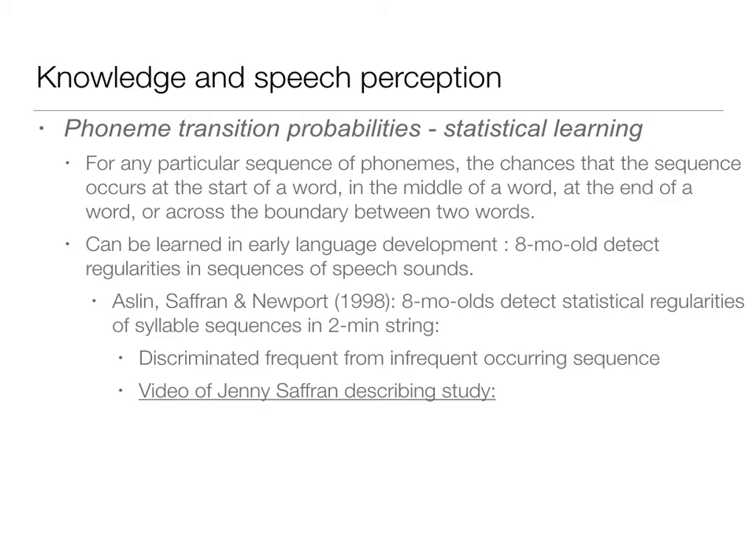But the idea is that for a particular sequence of phonemes, what are the chances that those phonemes go together? Or that they're going to happen at the beginning of words, the middle of words, or the end of words? If those phonemes never are together, then that gives information to the listener that, hey, I bet that's a word break. Saffran, Aslin, and Newport in 1998 were some of the first people to look at this. They found that 8-month-olds can detect these probability regularities in a stream of speech.